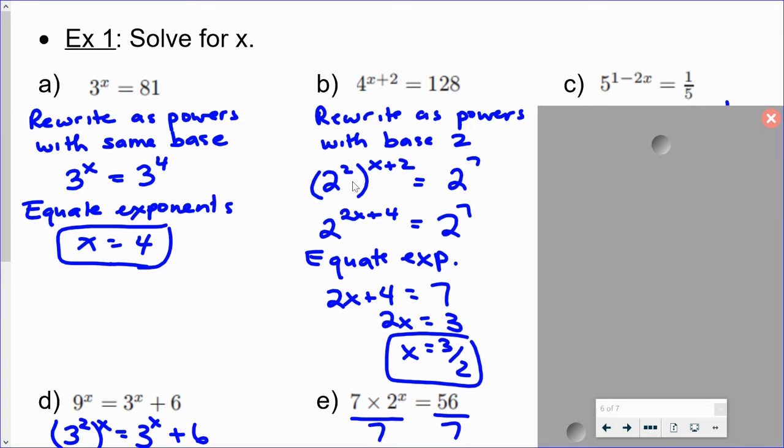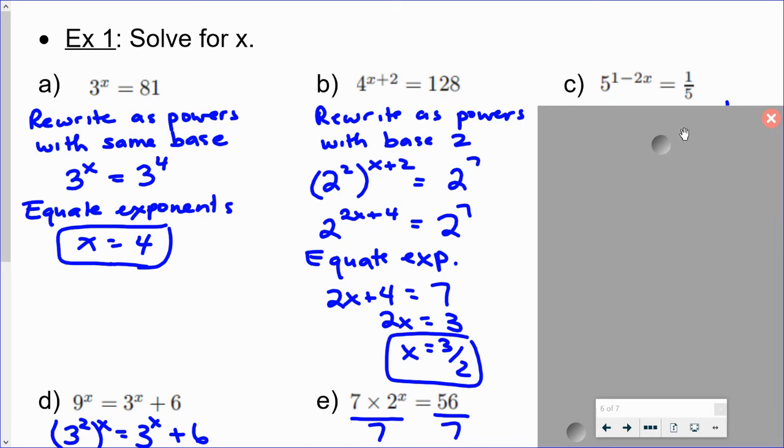Then I'm going to use a little bit of algebra here. I'm going to use my exponent laws and multiply this power times this exponent. So 2 times x plus 2 times 2 gives me 2x plus 4. Now I have the same base, therefore the exponents must be equal. So I'm going to equate the exponents. So 2x plus 4 equals 7, and bring the 4 over to the right-hand side. I get 2x equals 3, and solve and get x equals 3 halves.